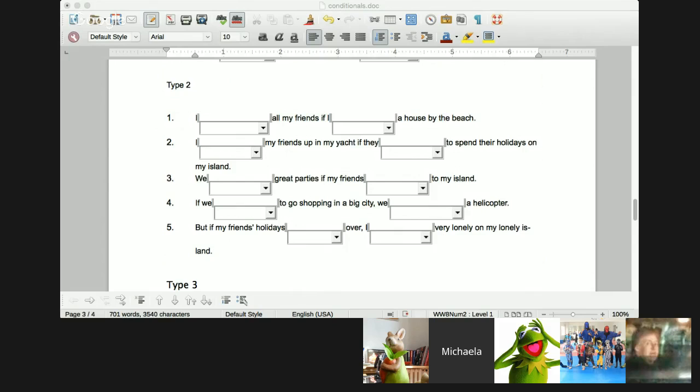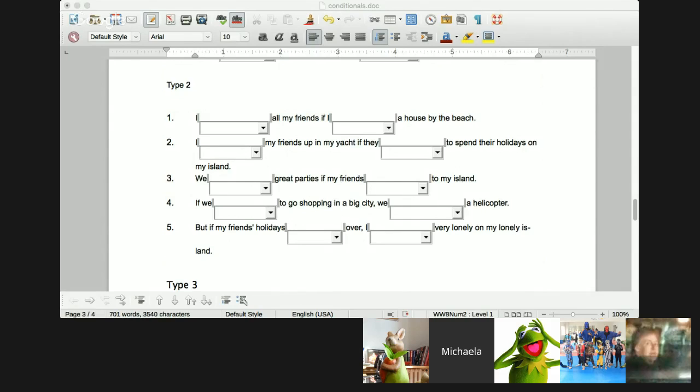If we had enough money to go shopping in a big city, we would rent a helicopter. Excellent. Perfect. Thank you, Ken. Number 5, we're back to Vislav.